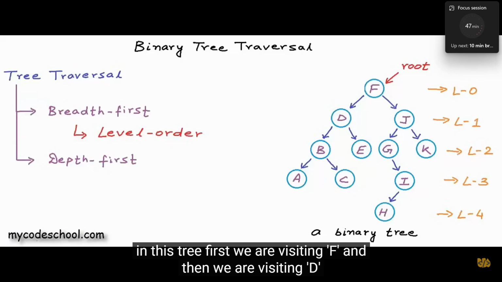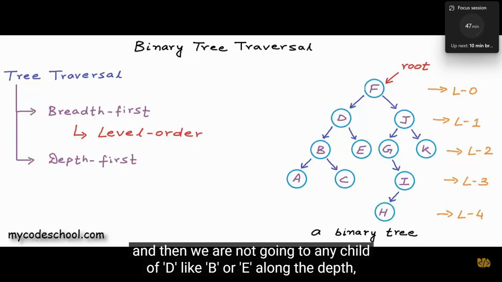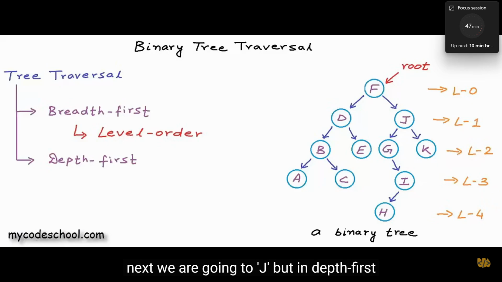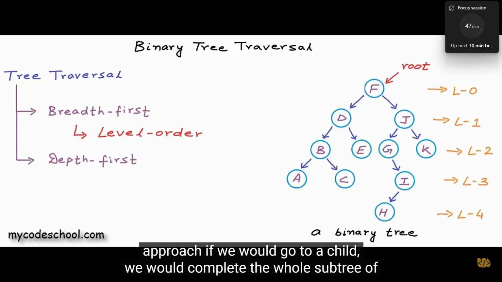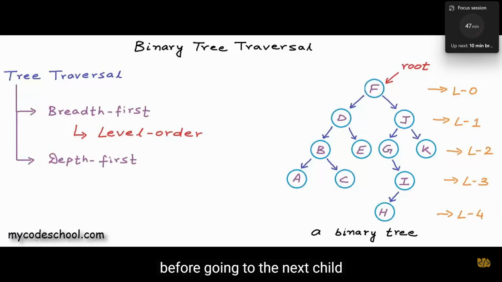In this tree, first we are visiting F, and then we are visiting D, and then we are not going to any child of D like B or E along the depth. Next we are going to J. But in depth first approach, if we would go to a child, we would complete the whole subtree of the child before going to the next child.